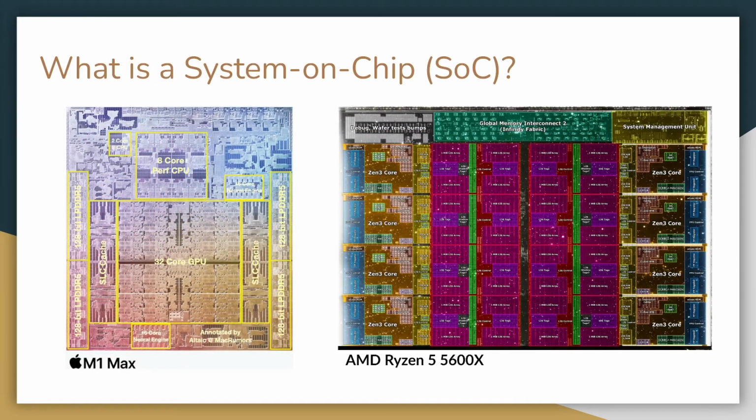Let's get started with the basics. What is a system on chip? In recent years, an increasing number of state-of-the-art computer systems have opted for a system on chip, or SoC, architecture. SoCs offer many benefits compared to traditionally structured systems, including reduced power consumption and increased locality between processor and memory units.